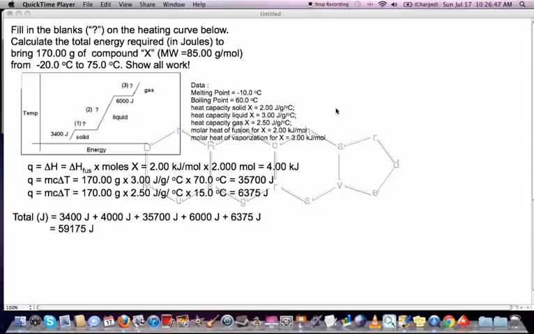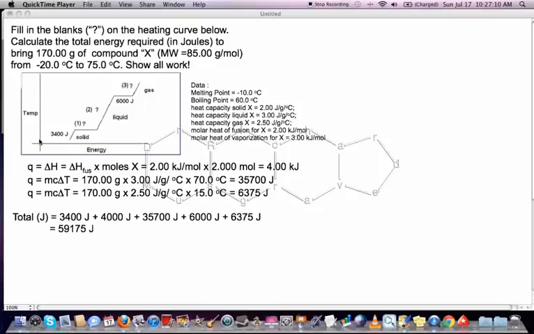This is a typical heating curve type problem. We're asked to fill in the blanks on the curve below, and the blanks are the question marks here. Calculate the energy required in joules to bring 170.00 grams of compound X, which has a molecular weight of 85.00 grams per mole, from minus 20.0 degrees to 75.0 degrees. So what we're looking at is this, where we're given some values and we're asked to find the others.